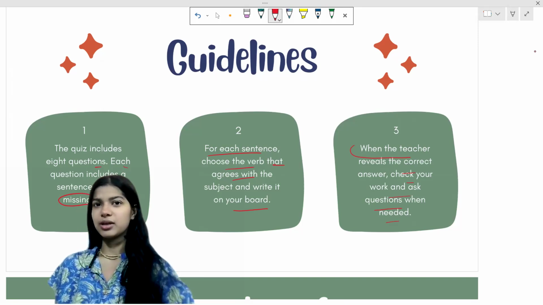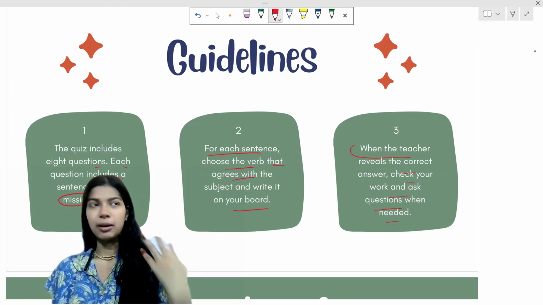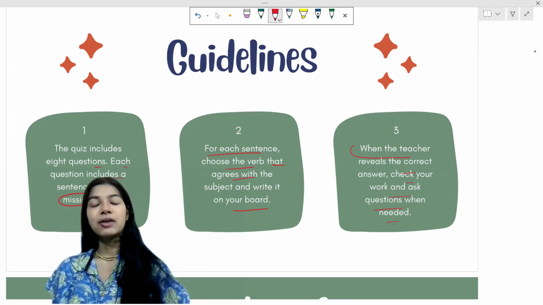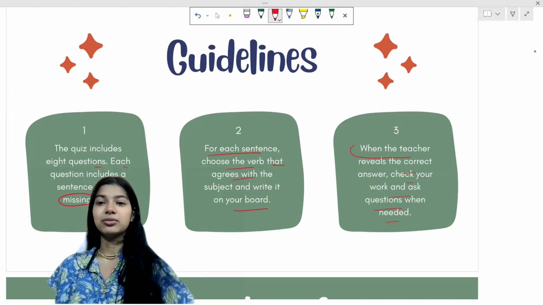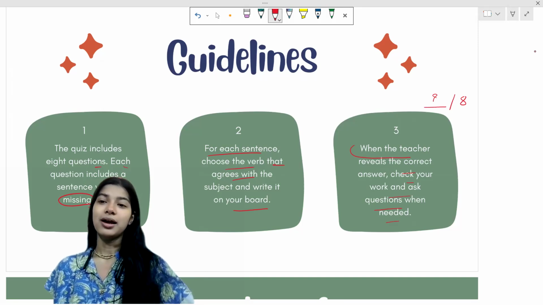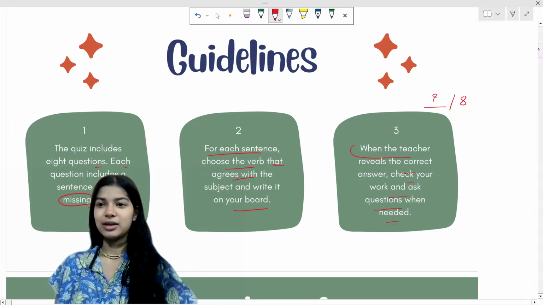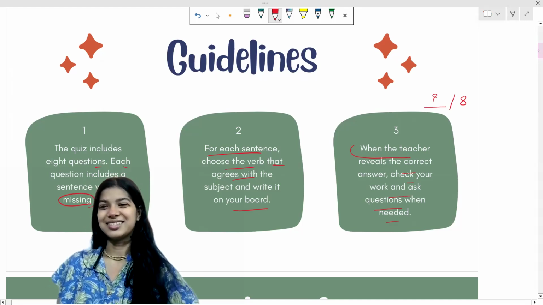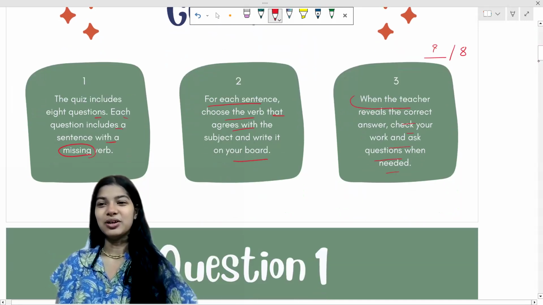You can write it up, you can think about it, you can comment down. Then check your answers and tell me your score out of 8 in subject verb agreement. Okay, so that was not a very tough rule. Let's get started with question number 1.